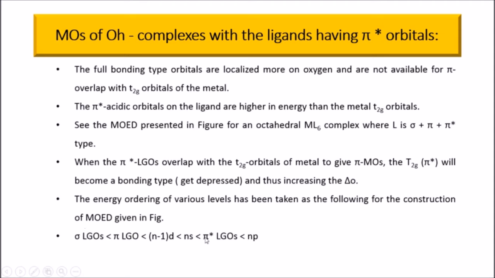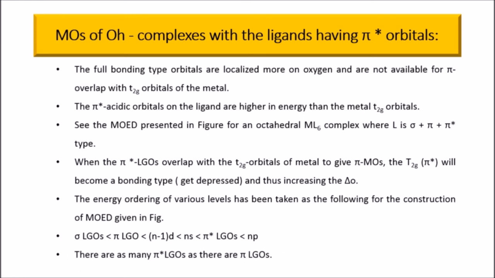In a certain exam, this kind of ordering will be asked as a single line question, either in the MCQ, that what should be the energy ordering in MOED of only sigma donation, or either sigma donation and pi donation, or sigma donation, pi donation, and pi acceptance interaction. So this is the energy ordering of sigma donation, pi donation, and pi acceptance interaction between metal and pi star LGO. So you need to keep that in mind as well.